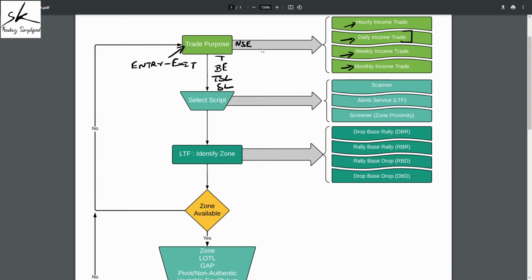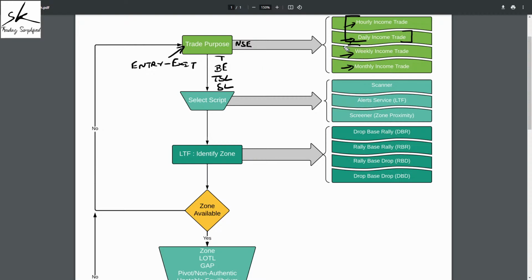So that is why my recommendation to all of you is that initially, when you are still learning the methodology and trying to gain that experience, during that skill development time, you should be doing hourly incomes and daily incomes strictly as intraday trades, because we don't want to take that unnecessary overnight gap risk.